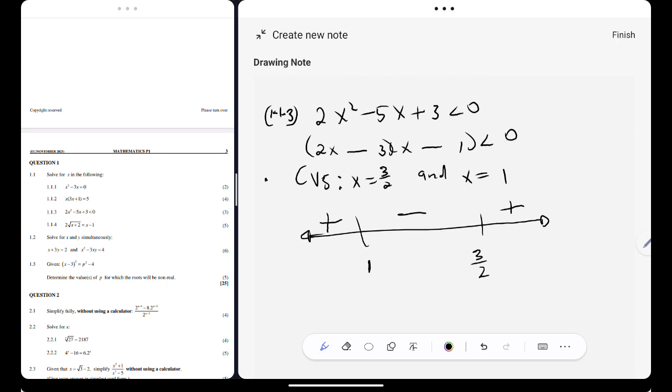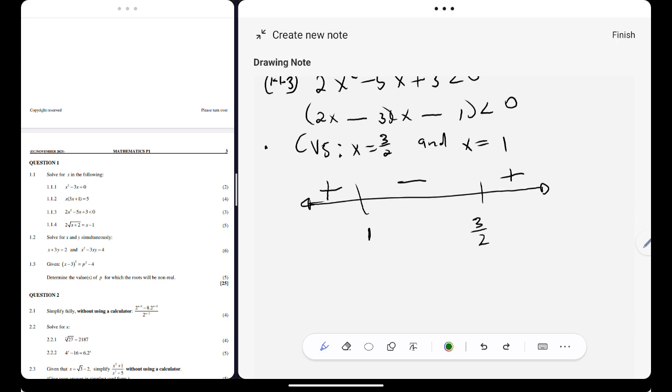But I want the values of x that will make this entire thing less than 0 according to the statement. Less than 0 means negative. I'll go to my number line and see where I can find the negative. The negative is here. Please note that these critical values were not included because there was no equal sign there. So x is between 1 and 3 over 2.